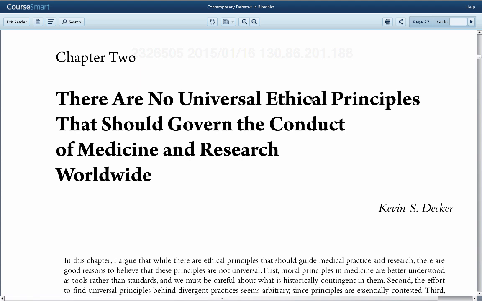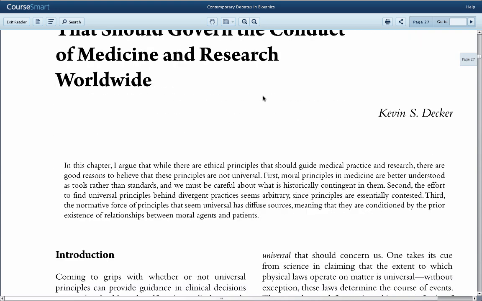Chapter 2 by Kevin Decker is titled, "There Are No Universal Ethical Principles That Should Govern the Conduct of Medicine and Research Worldwide." Now, I'd like to talk through his abstract because his article really has three main parts. He says, "In this chapter, I argue that while there are ethical principles that should guide medical practice and research, there are good reasons to believe that these principles are not universal."